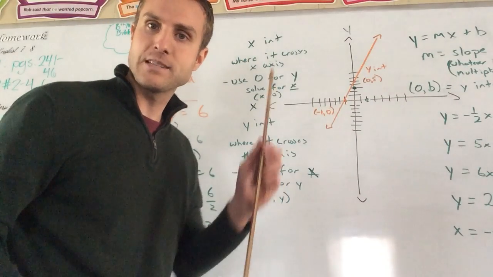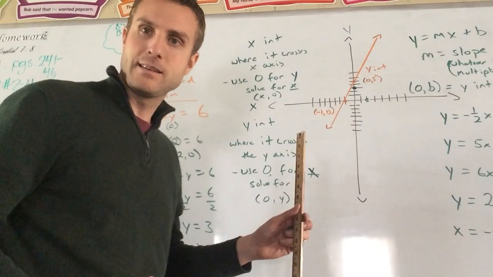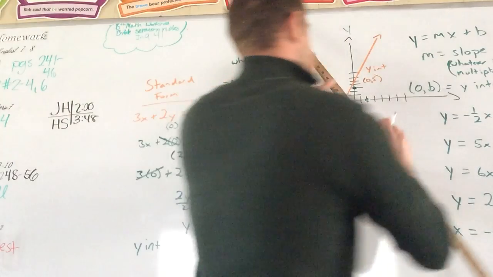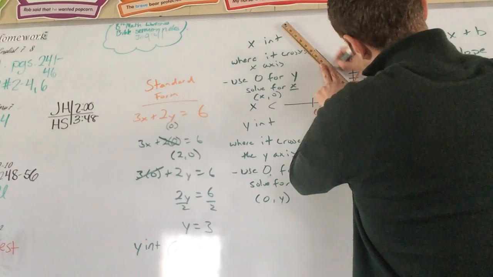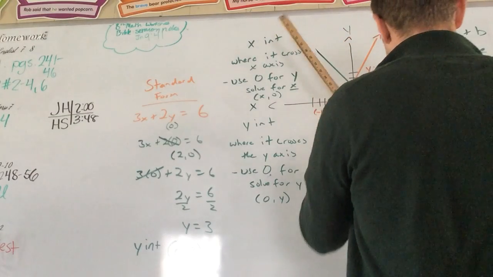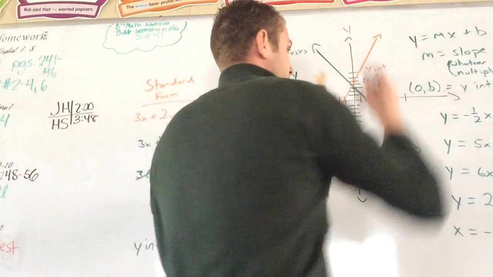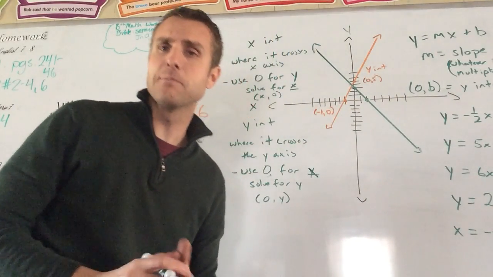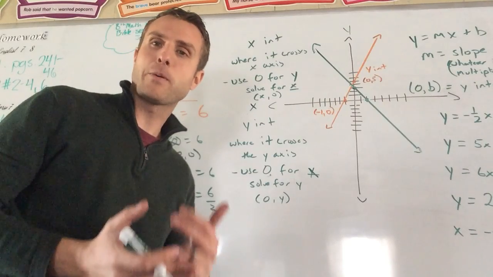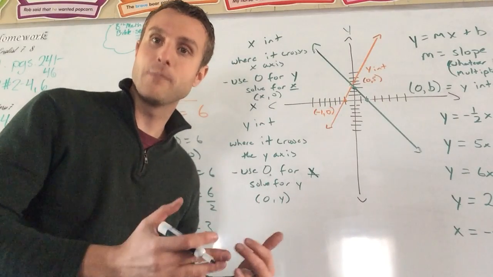Now that I have 2 points, I can use my ruler, connect the dots, and I have a line. So I connect these dots, and I have a line. Now, I could have drawn that exact same line using the process I taught you 2 times ago. Let me show you.